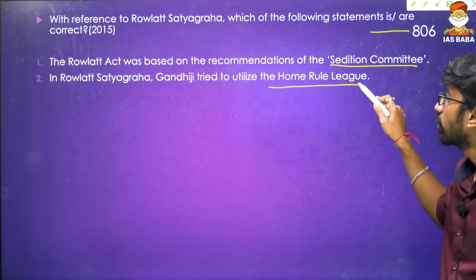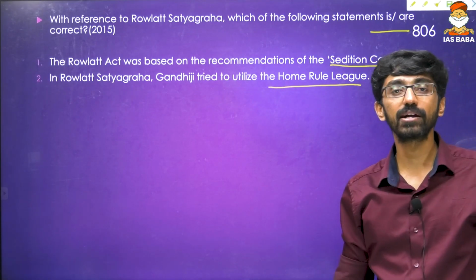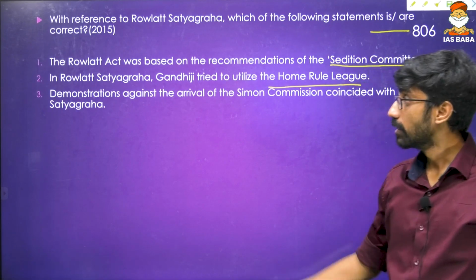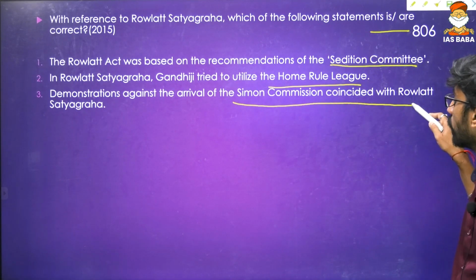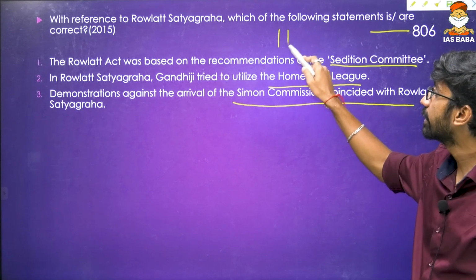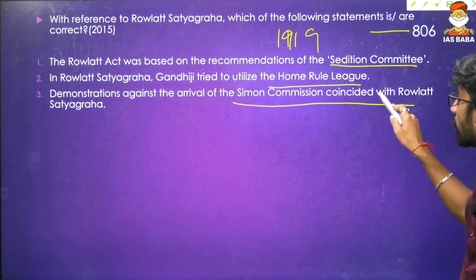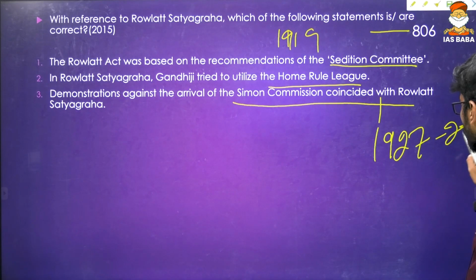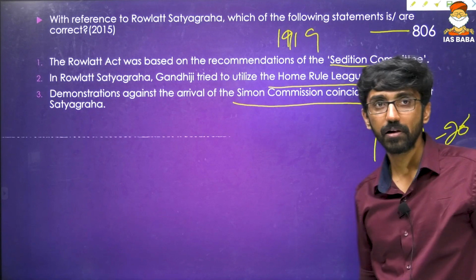Second, Gandhiji tried to utilize the Home Rule League. Yes, Gandhiji organized Satyagraha Sabha against the Rowlatt Act, and he tried to utilize the Home Rule League members. Third, demonstration against the arrival of the Simon Commission coincided with the Rowlatt Act. The Rowlatt Act is in 1919, but the Simon Commission was in 1927-28. So there is a huge distortion of the timeline.